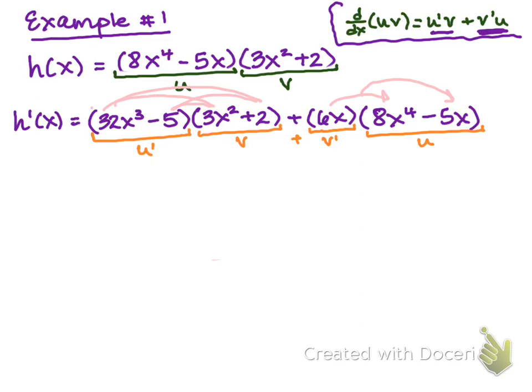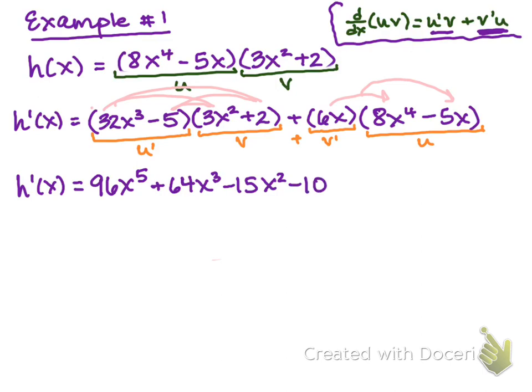Okay, when I multiply everything out, what do I get? When I FOIL, I get 96x to the fifth, plus 64x cubed, minus 15x squared, minus 10. And now when I multiply out v prime u, I'm going to get plus 48x to the fifth minus 30x squared. And you can see that I do, in fact, have some like terms here. I have x to the fifth here and x to the fifth here. And then I have x squared here and x squared here.